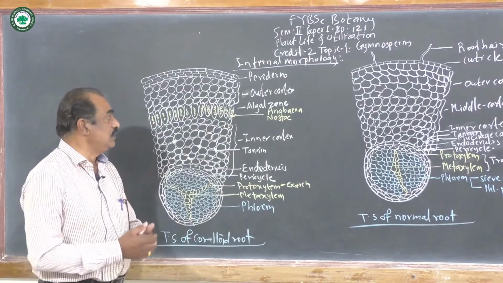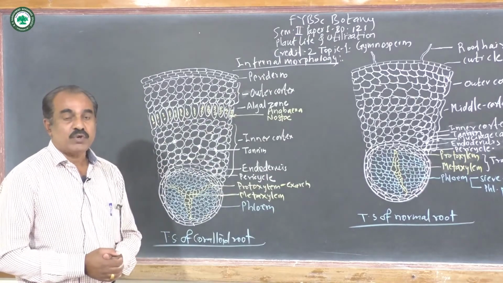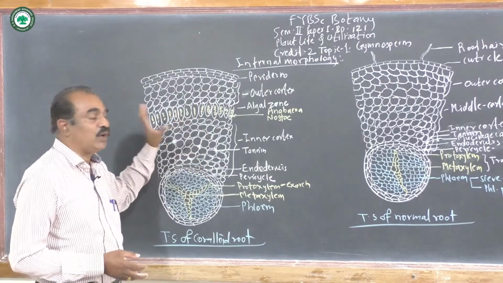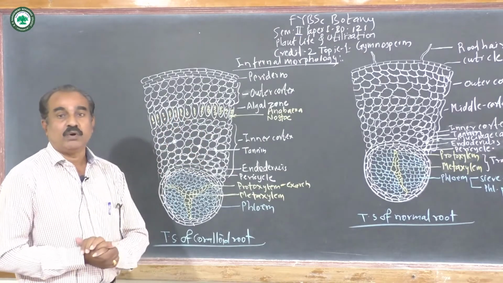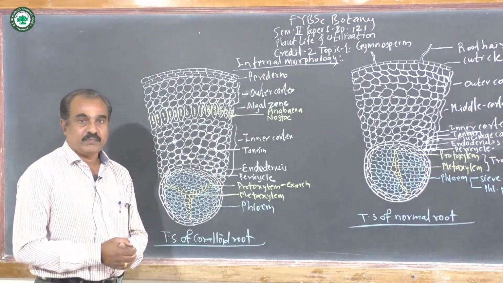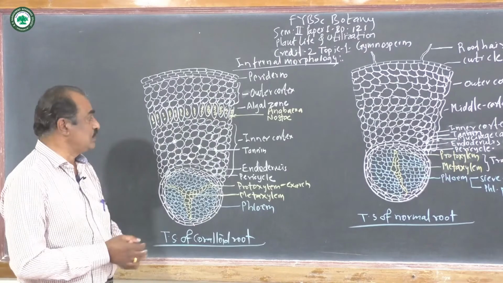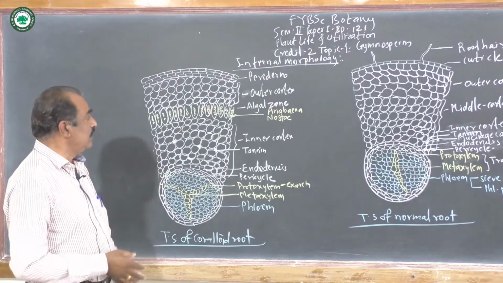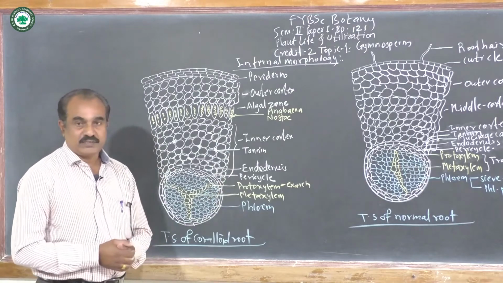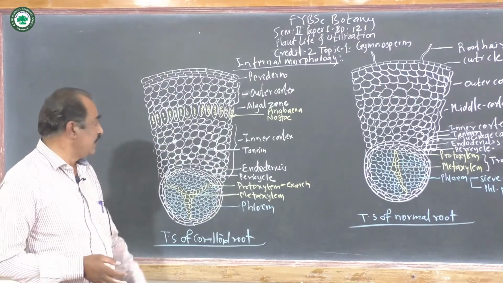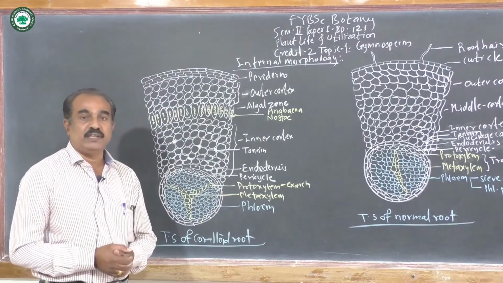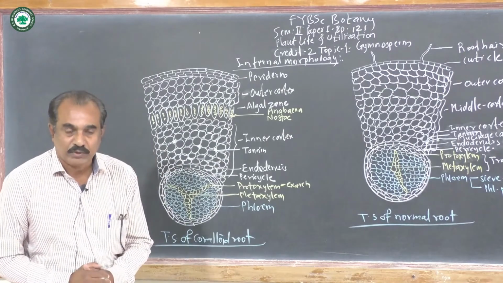Inside this there is the inner cortex. The most portion of the root is occupied by the inner cortex. It is multi-layered. Here again cells are loosely arranged, parenchymatous, and they store food material. This inner cortex layer shows some tannin cells, that means there is a deposition of tannin. Inside this there is the endodermis, which is single-layered and is the innermost layer of the cortex.